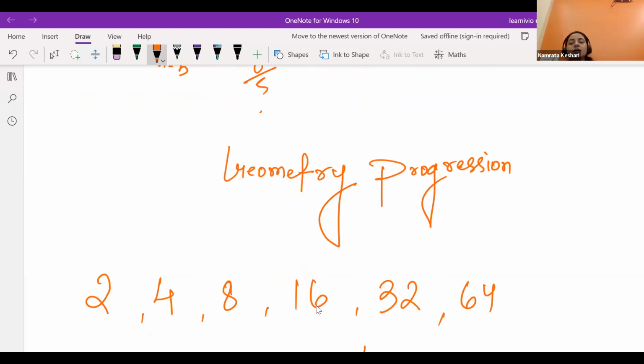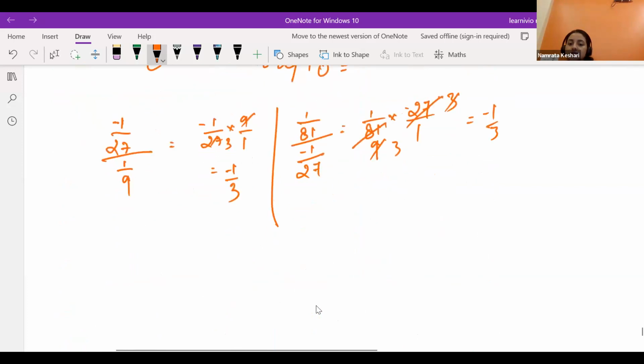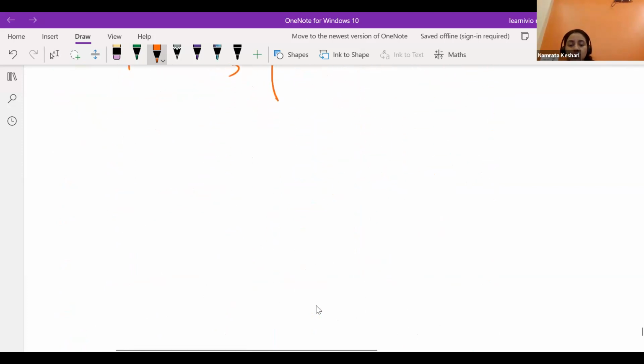Ratio between what? Ratio between the second element to the first element, or maybe the third element to the second element, or maybe the fourth element to the third element. If these ratios are the same, then we can say yes, the sequence is in GP. Otherwise, it's not in GP.